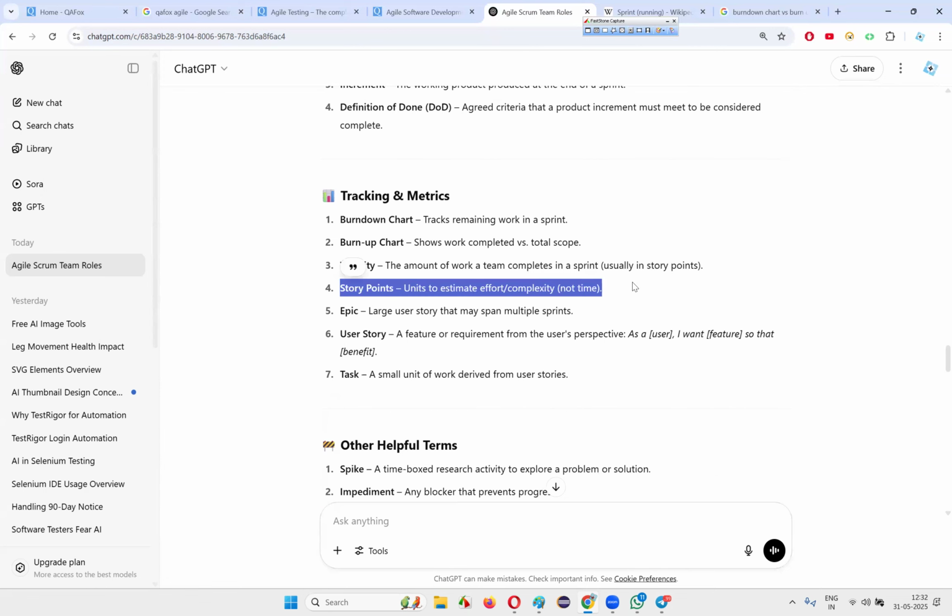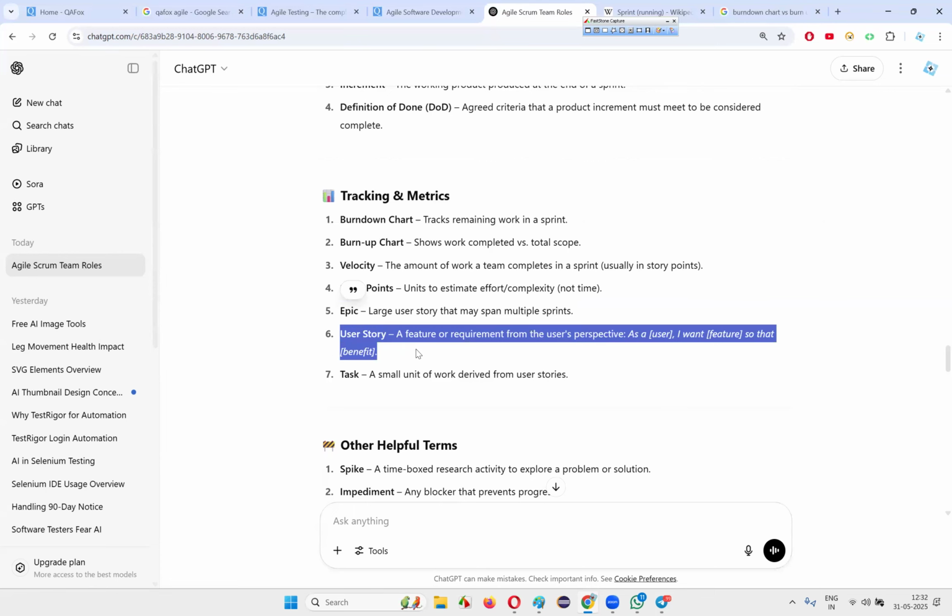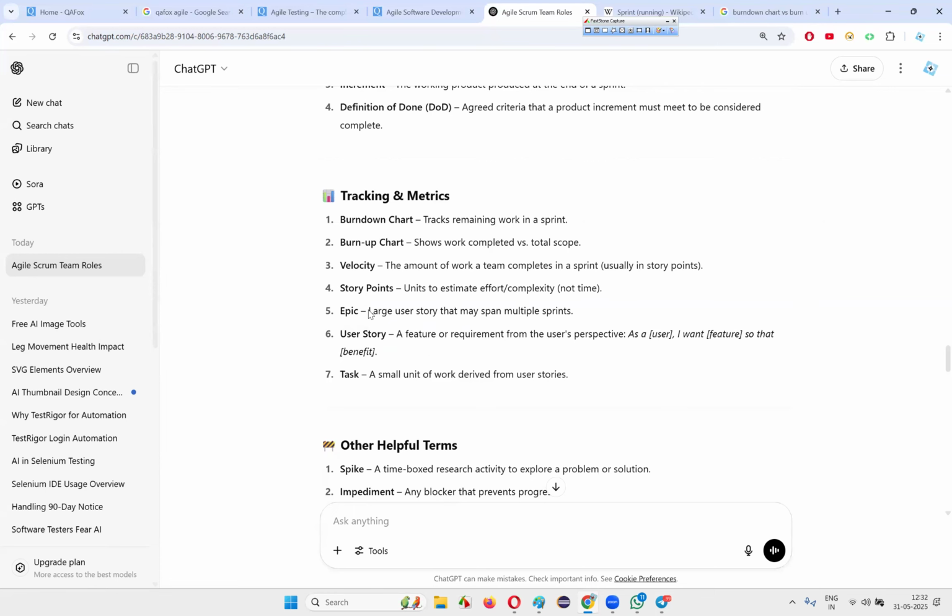Story points. What is meant by epic? A user story is a small chunk of requirement, right? The higher level requirement is called an epic. An epic will generally be broken down into user stories. A large user story is called an epic.